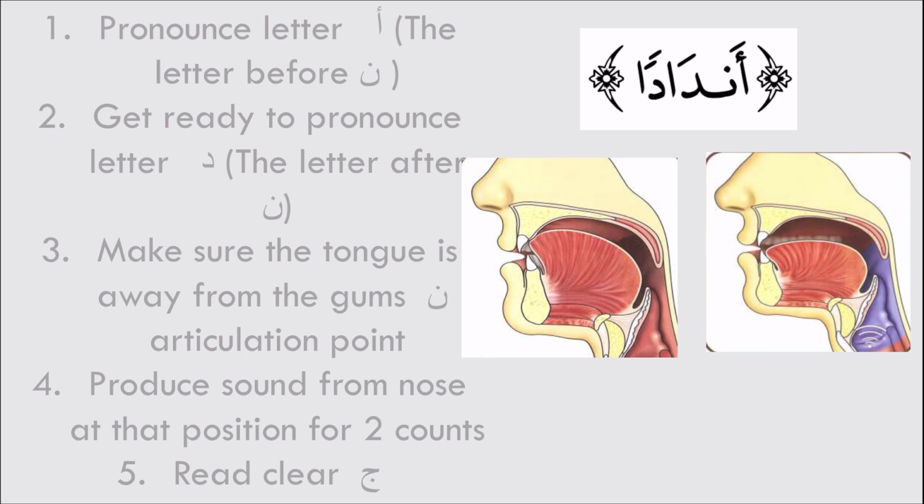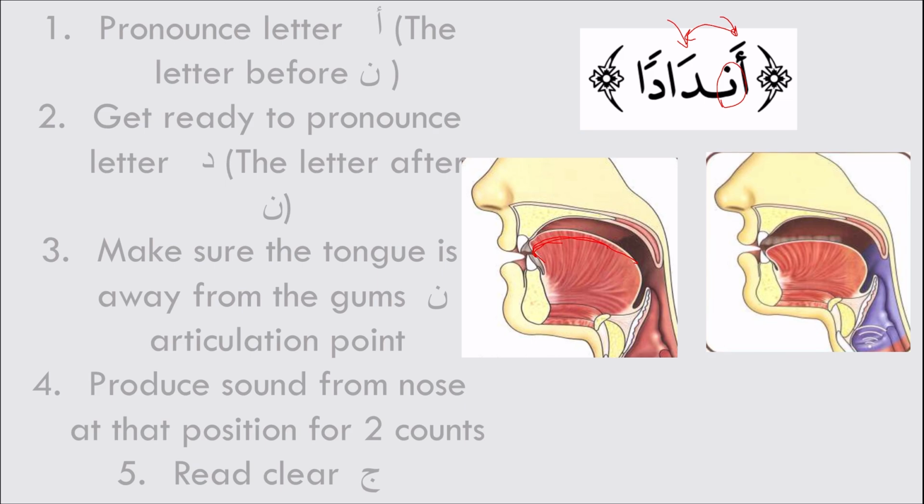Then we will do the next example, which is when we have noon sukun and dal found in the same word, and before the letter noon is hamza and the letter coming after noon is dal. So I will read and, and. I'm getting from hamza to the dal. I stretch that position so that I can know the position for my tongue, and then I will allow the sound to come from my nose. The tip of the tongue should be away from the noon articulation point and closer to the dal articulation point because it is ikhfa with dal.